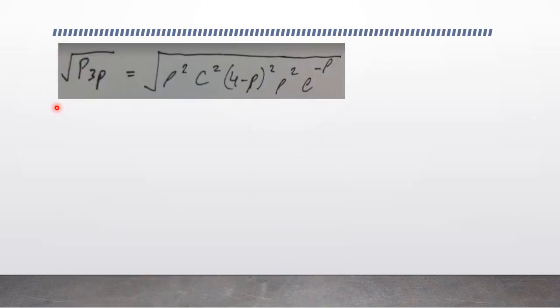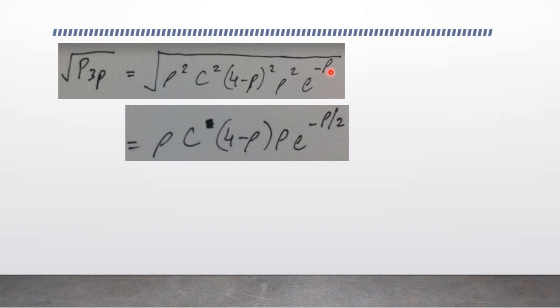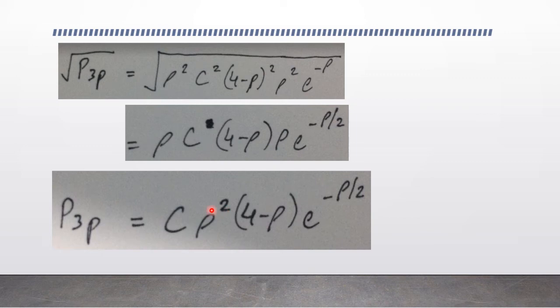Because we are finding the extrema of P sub 3p raised to 1/2, or basically the square root, we take the square root of both sides of the equation. The squares will get cancelled out, and negative rho will become negative rho over 2. Therefore, we get this, and then we combine the like terms here. Rho times rho gives you rho squared. So the constant times rho squared times 4 minus rho times e raised to negative rho over 2. And I'm sorry, but this should also be squared.